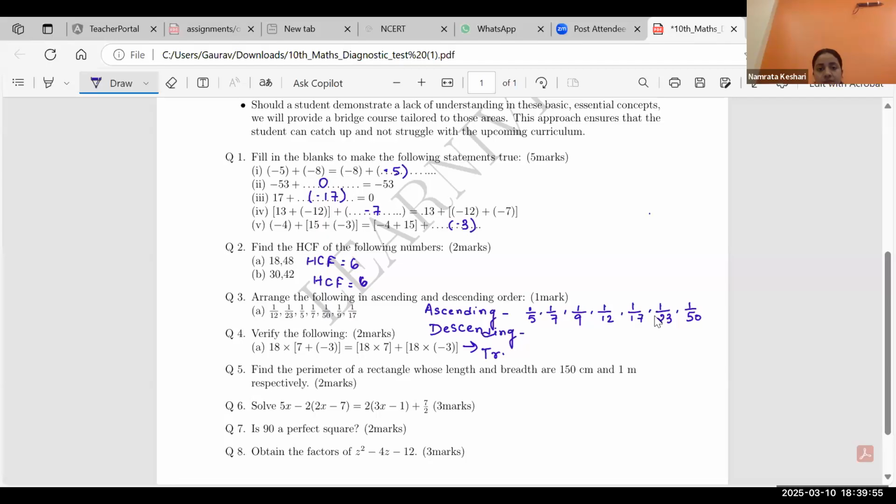Next, 302. Which formula have you used? No, I didn't convert 1 meter into centimeter. Please do it. 500. Perfect.